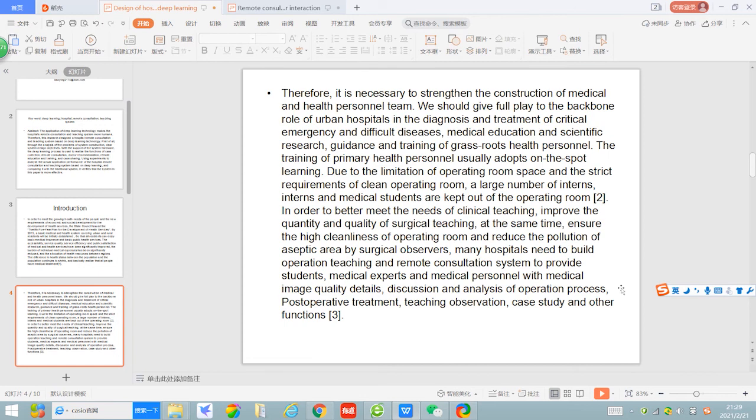Many hospitals need to build operation teaching and remote consultation system to provide students, medical experts and medical personnel with medical image quality details, discussion and analysis of operation process, post-operative treatment, teaching observation, case study, and other functions.